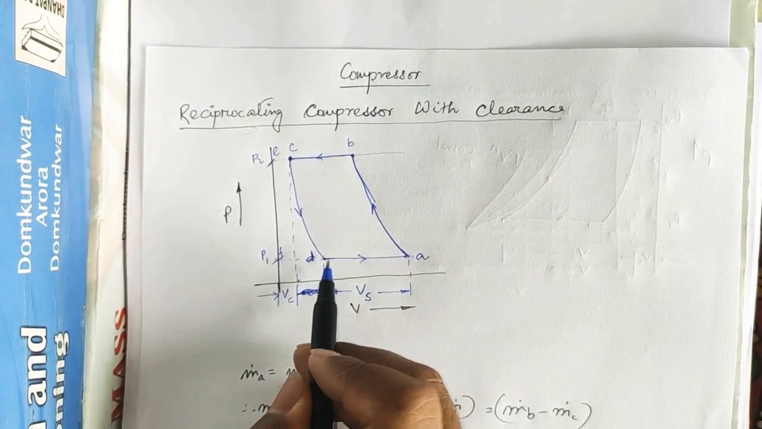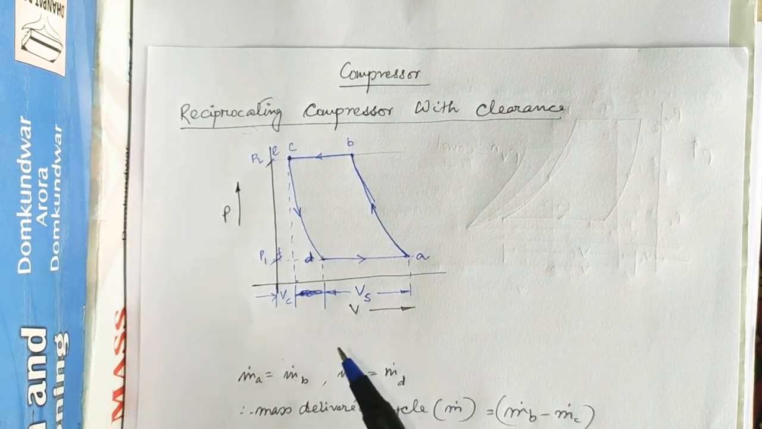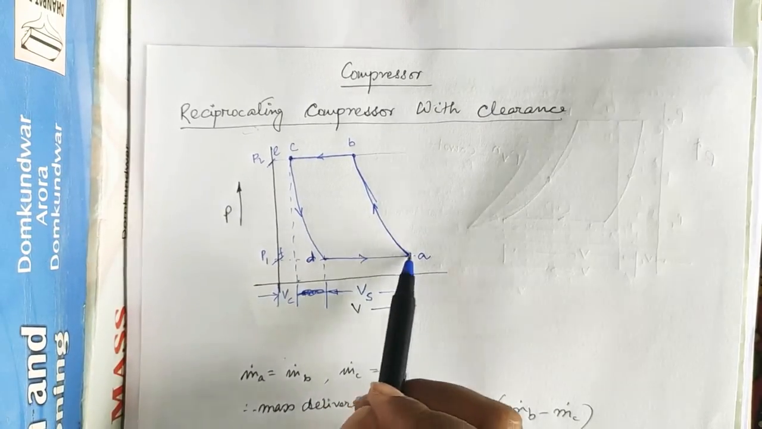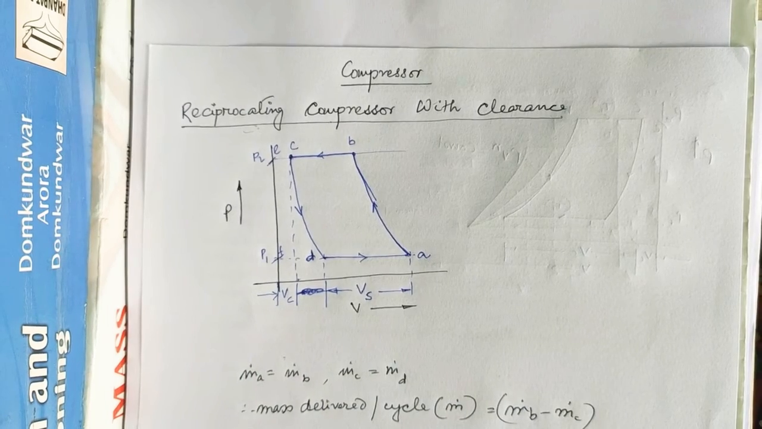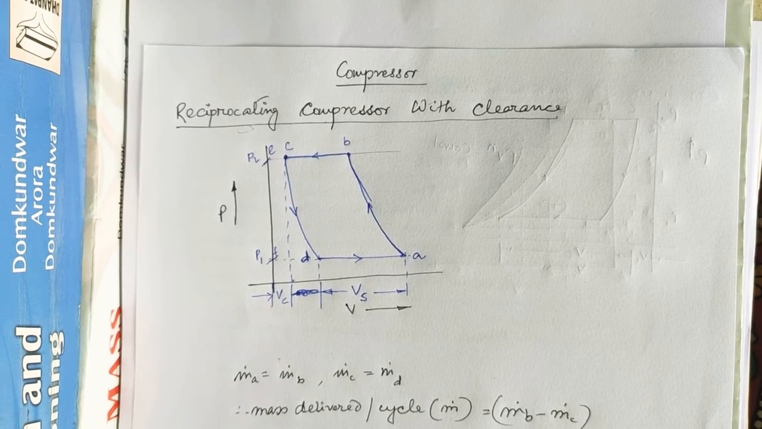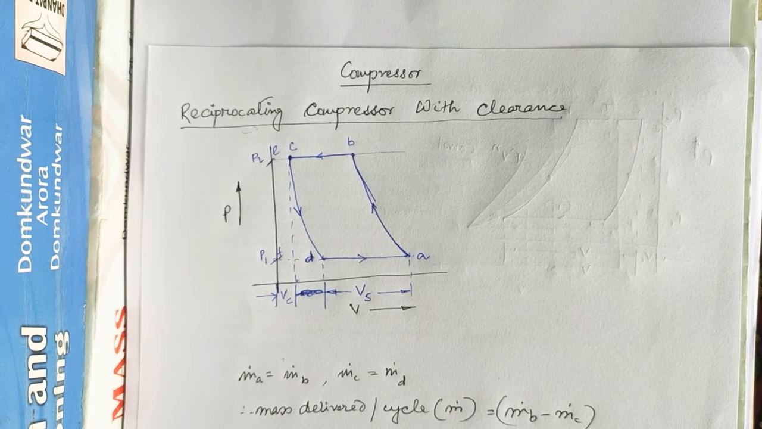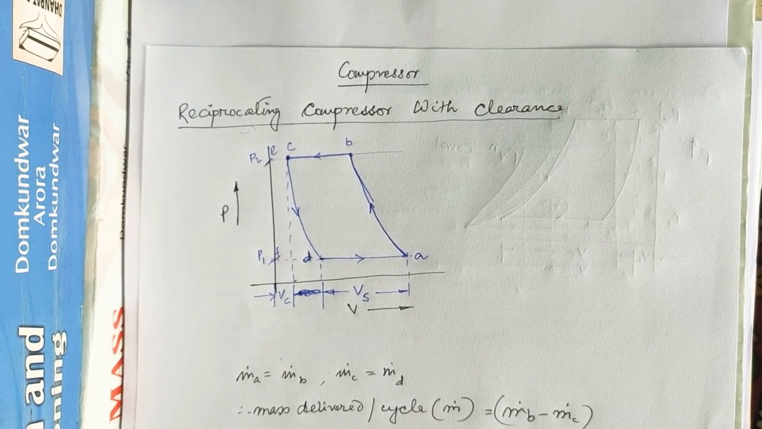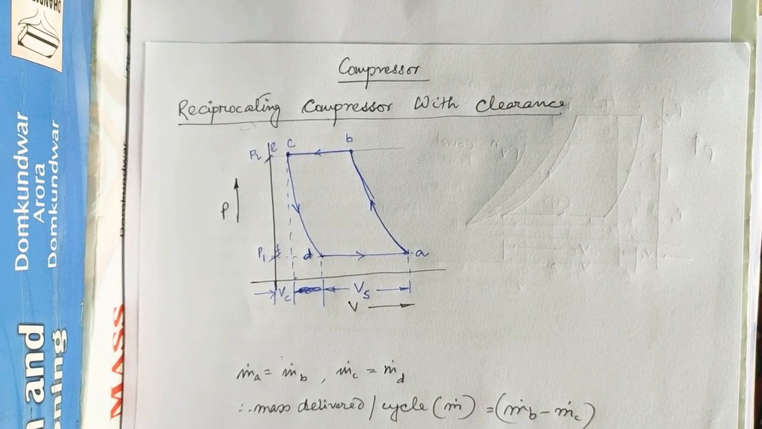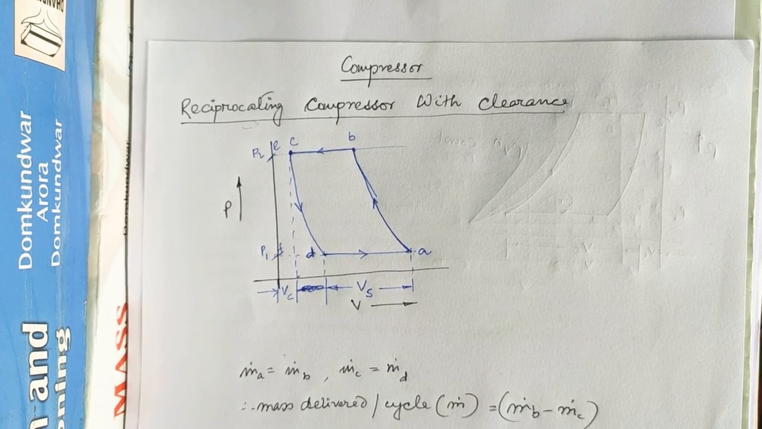So the effect of introduction of the clearance volume is just to reduce the induced volume from Vs to Va minus Vd. Now in this context you have to consider one thing, that for good machines the clearance volume is generally taken as 5 to 6% of the swept volume, and it can be lower, up to 2%.